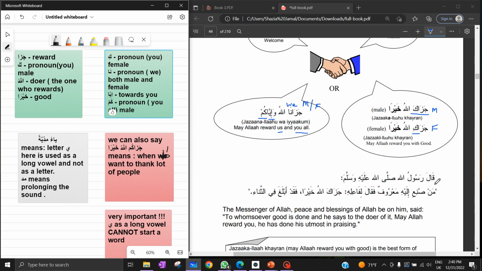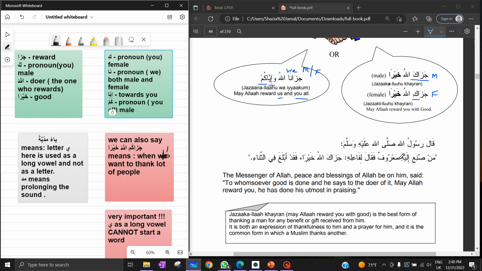There is a hadith of the Prophet, sallallahu alaihi wasallam. قال رسول الله صلى الله عليه وسلم Man suni'a. It's a verb, but it is not with kasra. It's a printing mistake. You can put a fatha over the ain. Man suni'a ilayhi ma'rufun. The one to whomsoever good is done. To whomsoever good is done. فَقَالَ لِفَاعِلِهِ. And he says to the doer of it.